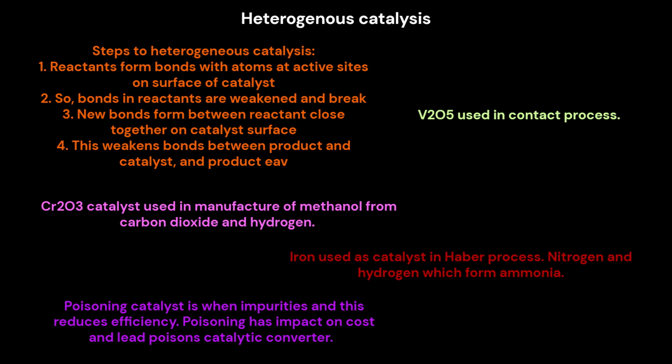V2O5 is used in the contact process. Cr2O3 catalyst is used in the manufacture of methanol from carbon dioxide and hydrogen. Iron is used as a catalyst in the Haber process, with nitrogen and hydrogen forming ammonia. Poisoning a catalyst is when impurities are present, and this reduces efficiency. Poisoning has an impact on cost, and lead poisons the catalytic converter.